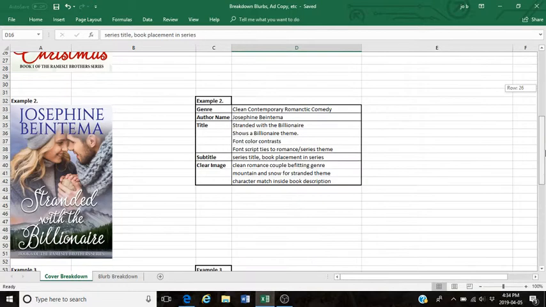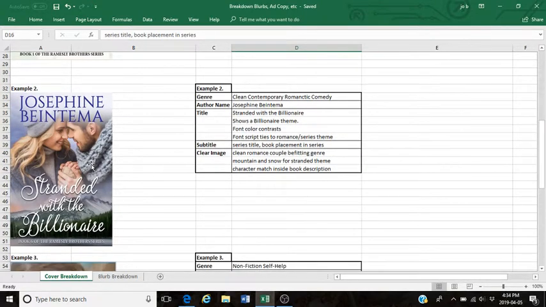So we're going to do another fictional one, and then we'll get to our nonfiction example. So this is example number 2. Again, it's the same genre because we're doing the same series.